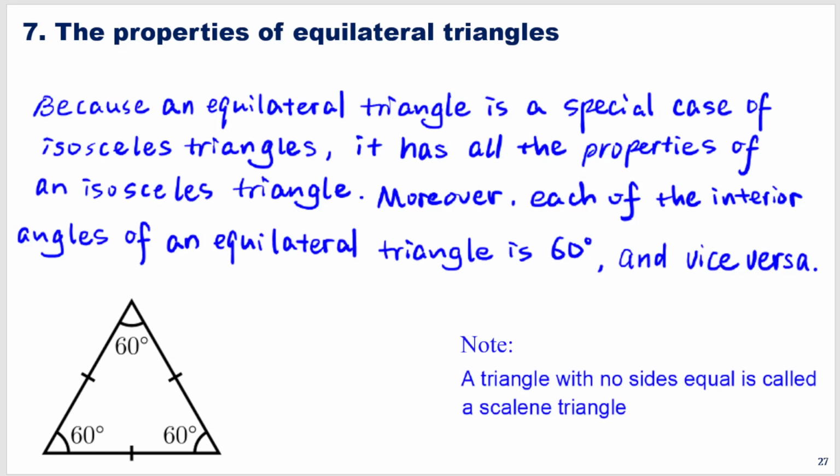All right, then the properties of equilateral triangles. Because an equilateral triangle is also an isosceles triangle, right? So it will have all the properties of an isosceles triangle. Moreover, each of the interior angles of an equilateral triangle is 60 degrees and vice versa. Also note that we have a name for a triangle with no sides equal. A triangle with no sides equal is called a scalene triangle.